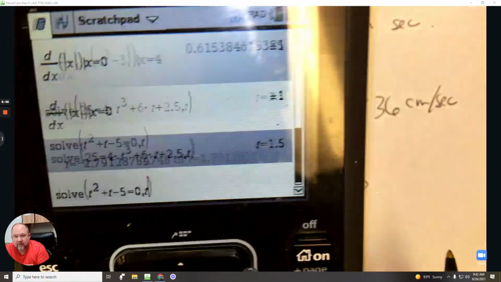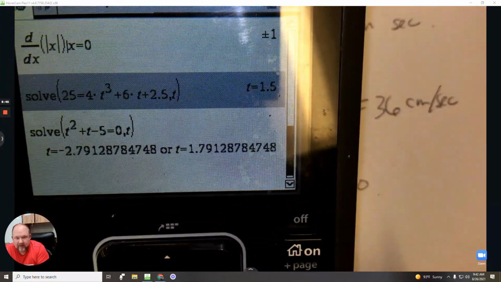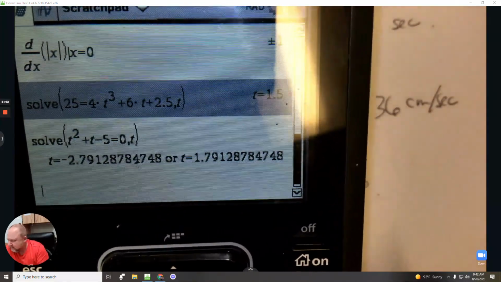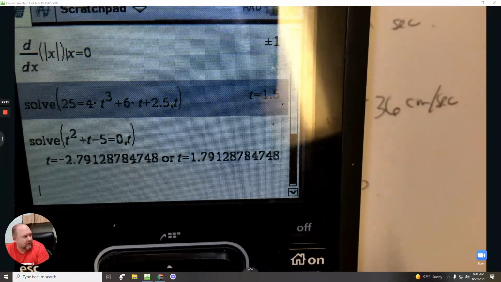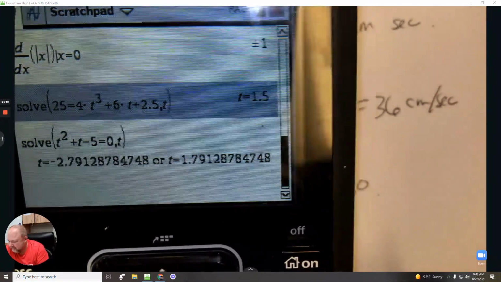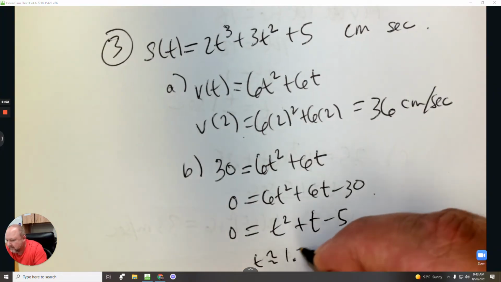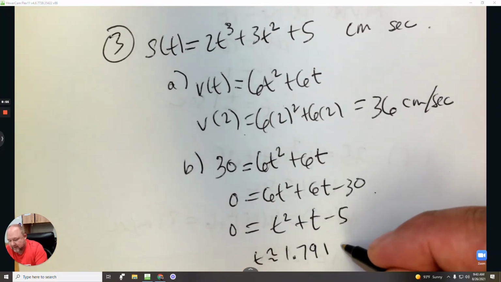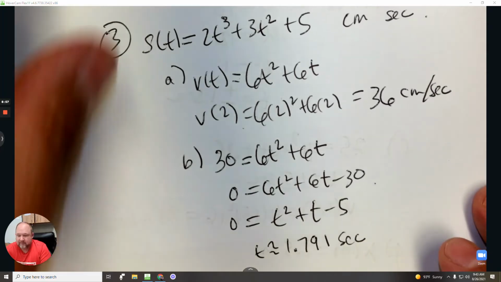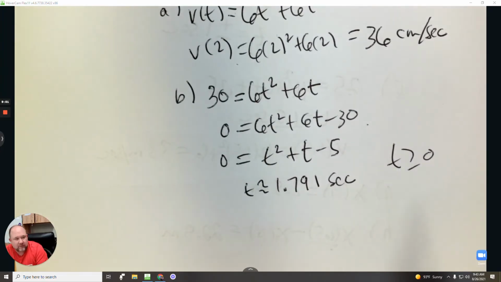Go control enter. We only want a positive time. One's negative and one's positive. We don't want the negative time, since it's a real world situation. So I'm only going to write down the positive time: 1.791. I'm 100% positive on an AP exam they would tell you if this is true, in terms of that.